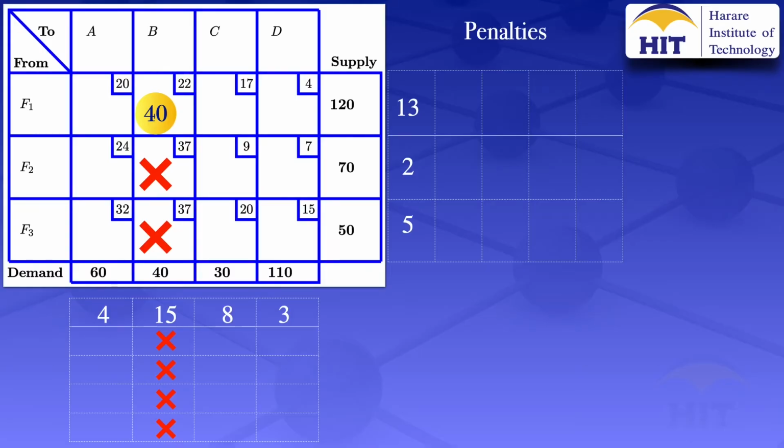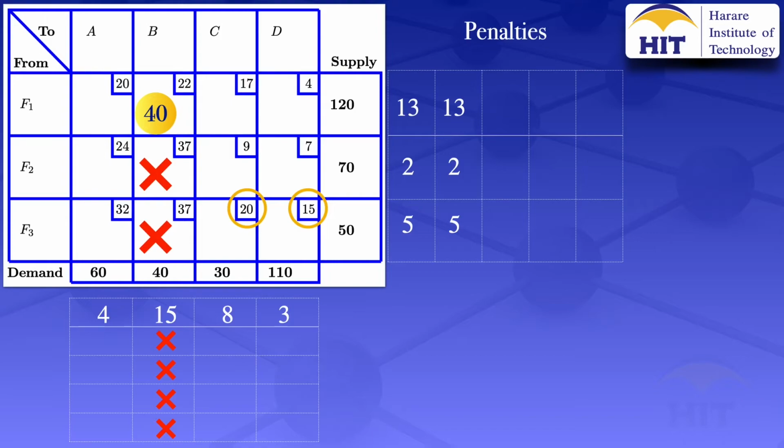So starting with row number 1, the least cost there is a 4, and the next least cost is a 17. The difference is a 13, which is our penalty for row number 1. We now move on to row number 2, and the least cost is a 7, and the next least cost is a 9, and the difference is a 2, so that's the penalty for row number 2. Move on to row number 3, and the least cost is a 15, and the next least cost is a 20. The difference is a 5, so that's the penalty for row number 3.